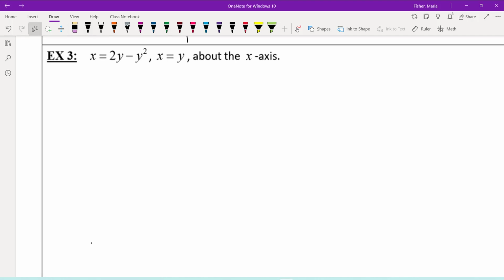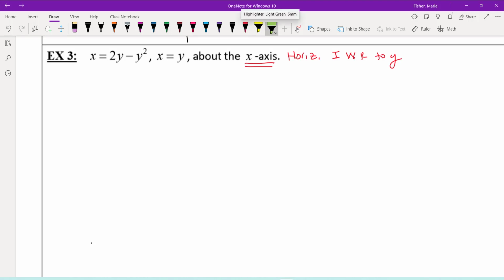Number 3 is x equals 2y minus y squared, x equals y, and we're rotating this about the x-axis. Well, the x-axis is horizontal. Since the x-axis is horizontal, we know that we need to integrate with respect to y. Let's go ahead and graph all of this.